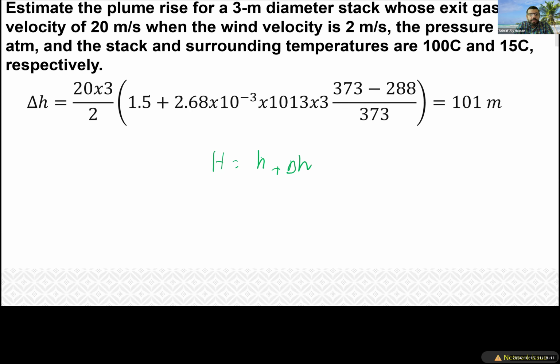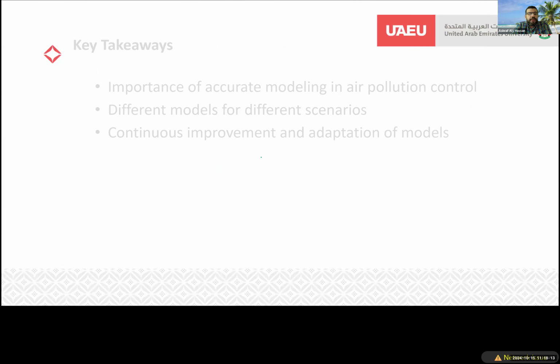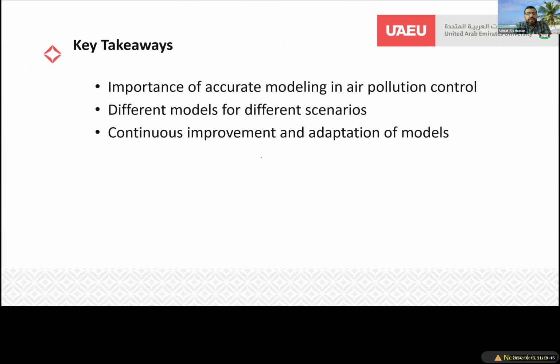So with this, we conclude the chapter. The key takeaways are that you need to know the importance of accurate modeling in air pollution control, and what the different models are for different scenarios. And there is a need for continuous improvement and adaptation of models.